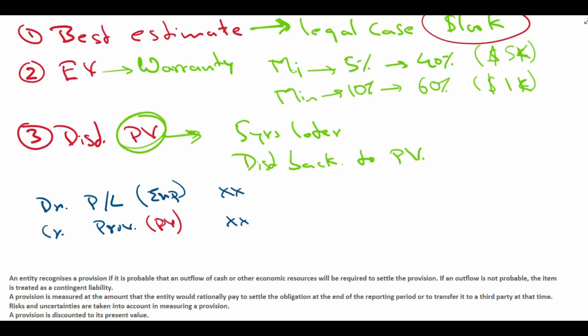Now subsequently, what will happen is that this needs to be unwound. So next year it will be unwound and the entry would again be debit your P&L and credit your provision.